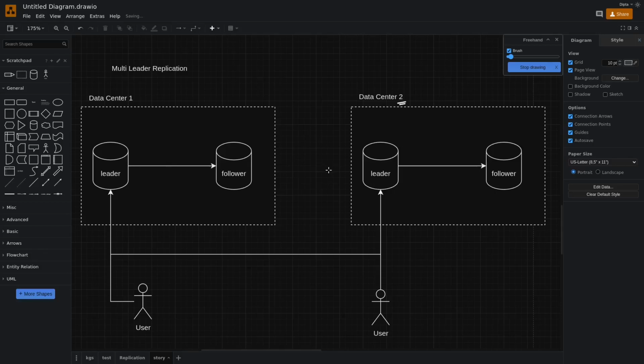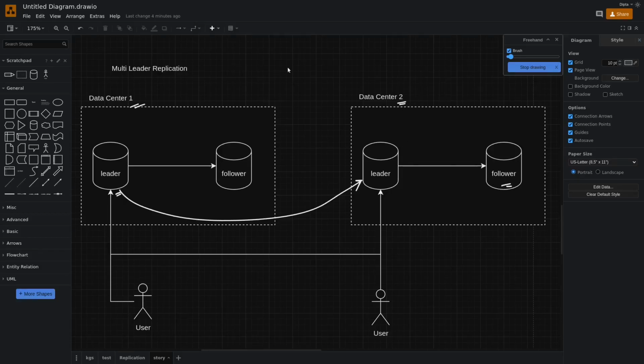So multiple leaders are there, and those can accept writes. When this leader has a write, it is going to write it and then forward the write to this follower from the same data center, and also forward the write to this leader. This leader is going to write that change in its local database and also forward that write to this follower replica from data center 2.